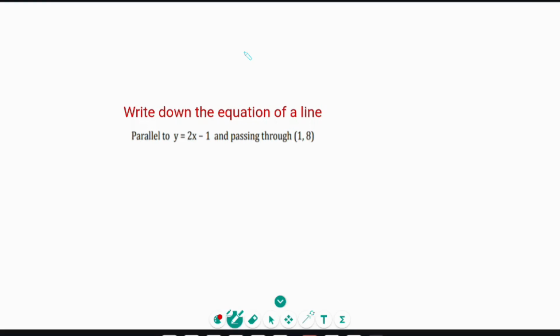Write down the equation of a line parallel to y equals 2x minus 1 and passing through (1, 8). We need to write down the equation of a line. So let me write down the general equation for a line, which is y equals mx plus c. If our line is parallel to this line here, these have the same gradient, so m has to be 2. So we know y equals 2x plus c. But we don't know the y-intercept. How can we find the y-intercept?